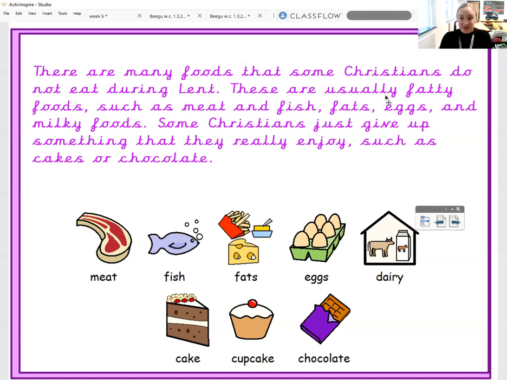Okay, so there's lots of things that people give up. And people give up things such as fats and eggs and milky foods, as many years ago, these things weren't readily available. So these were luxury items, okay? So things that really meant something to these people. So that's why we now try and give up something that we really enjoy, okay? So some Christians give up sweets or cakes because they really enjoy them. It's something that means something to them.